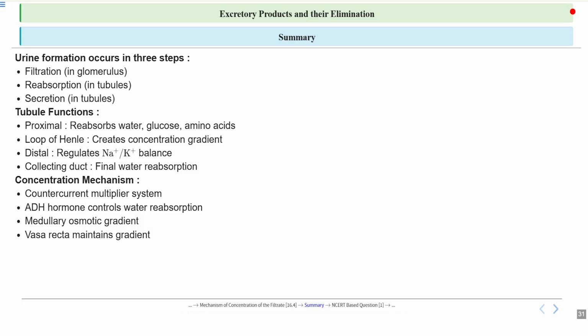The vasa recta, a network of capillaries, helps in maintaining the medullary osmotic gradient. It's like a support system ensuring that the gradient stays intact for efficient water reabsorption. Finally, urea cycling further enhances the concentration of urine. We have already talked about how urea moves between the tubules and medulla, helping to keep the osmotic gradient strong and allowing the kidney to conserve more and more water. Remember, urine formation is a multi-step process that keeps our body balanced and healthy.